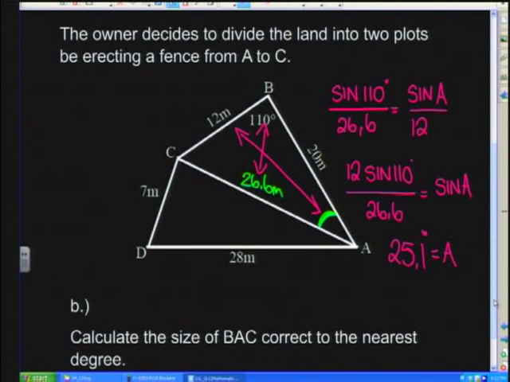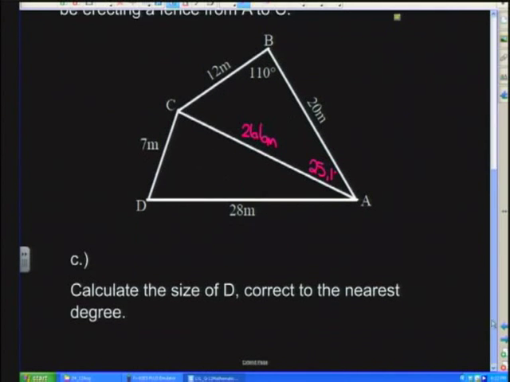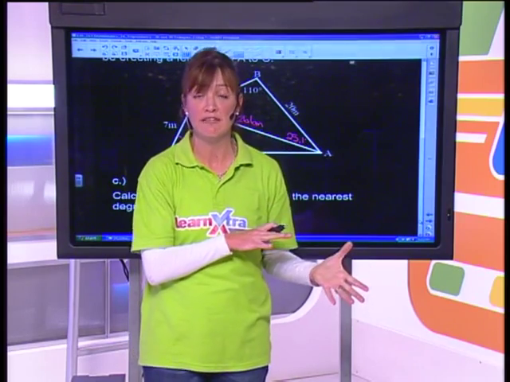Okay, right. Then on the same question, they're not done with us yet. They now want us to calculate the size of angle D, correct to the nearest degree. Having said that, go back to looking for your pair.